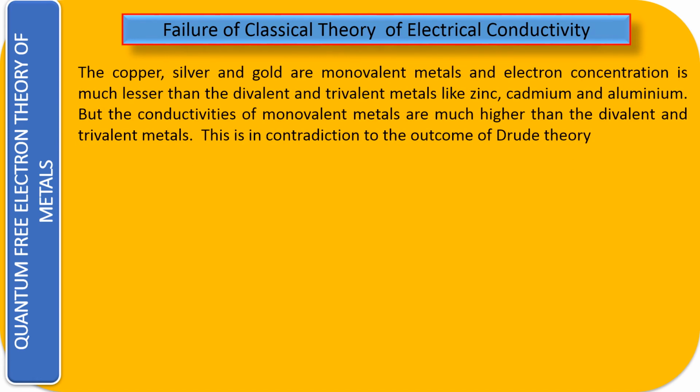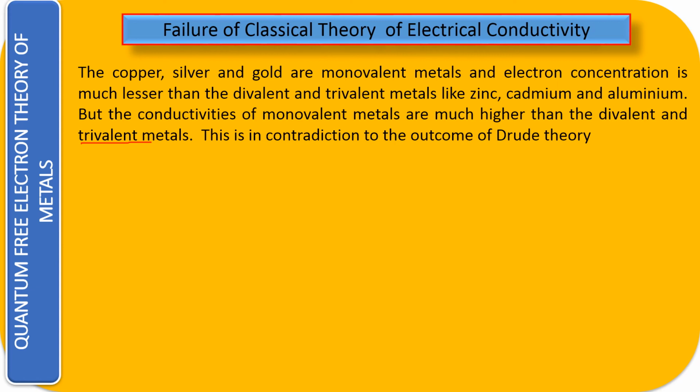So what we can say is that copper, silver and gold are monovalent atoms. As you have seen, they have only one valence electron. Monovalent metals have an electron concentration much lower than divalent and trivalent metals like zinc, cadmium and aluminium. But the conductivity of monovalent metals is much higher than that of divalent and trivalent metals, as we know experimentally. This is in contradiction to the outcome of Drude theory.